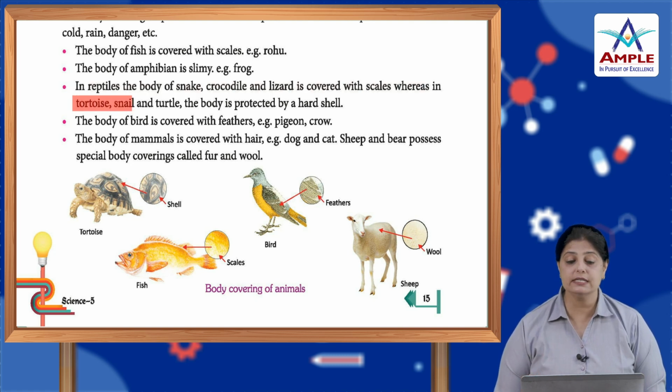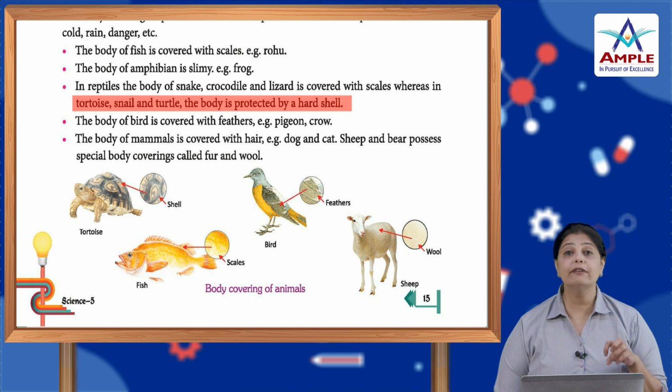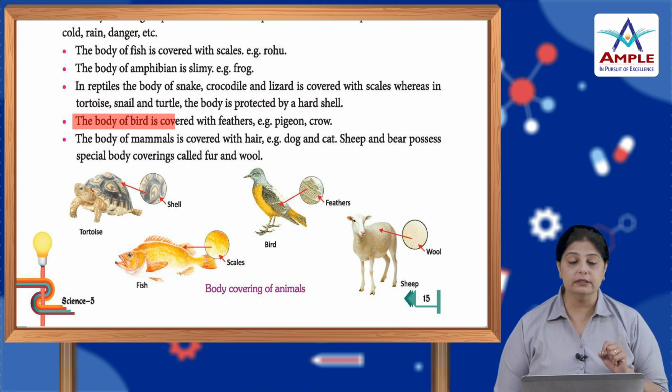Whereas in tortoise, snail and turtle, the body is protected by a hard shell. The shell protects the body. So, whenever they sense danger, they hide themselves inside the shell. Now, the body of a bird is covered with feathers. Example, the pigeon, crow, we've seen that their entire body is covered with feathers.